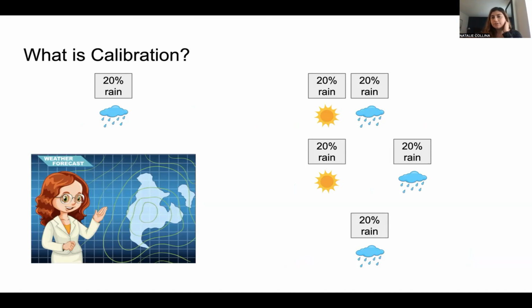So we can look at 20%. This doesn't look so good. On the days you said 20% chance of rain, it rained a lot more than that. This suggests, this is sort of a smoking gun, that you're missing some information about the way the world works, right? So this is the idea of calibration.